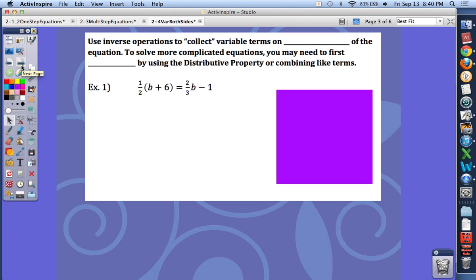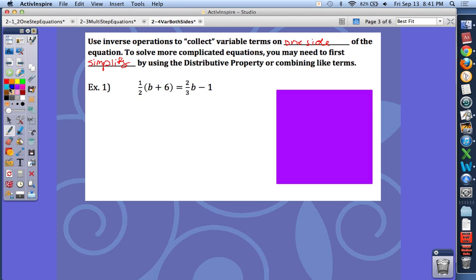All right, so again, we use inverse operations to collect the variable terms on one side of the equation. You want to get your variables together on one side. To solve more complicated equations, remember that you may need to first simplify, like we saw yesterday, by using the distributive property or maybe even combining like terms. Try this first one. Pause, try it, then press play. See what you can do here.